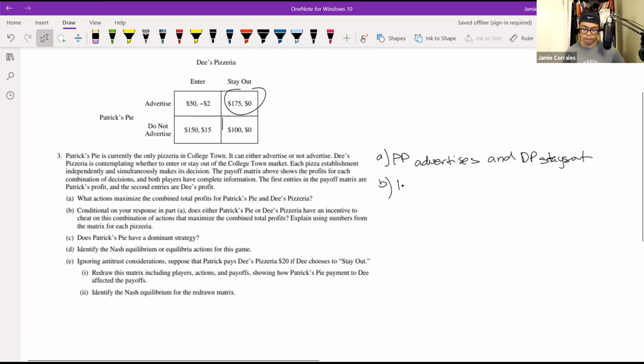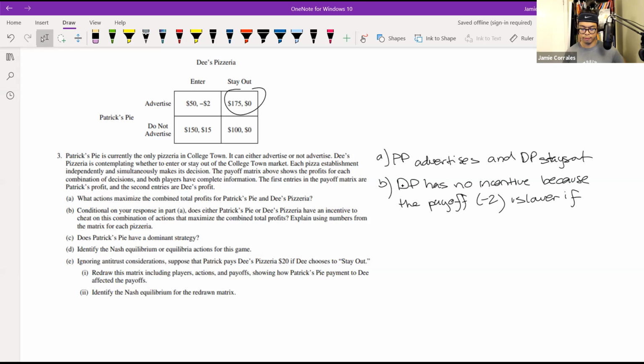So DP has no incentive because the payoff minus 2 is lower if he decides to cheat.